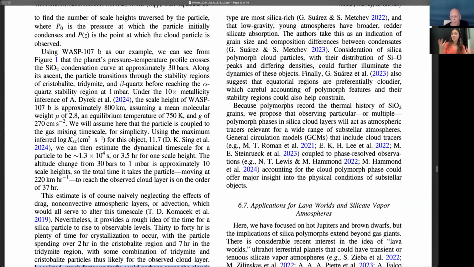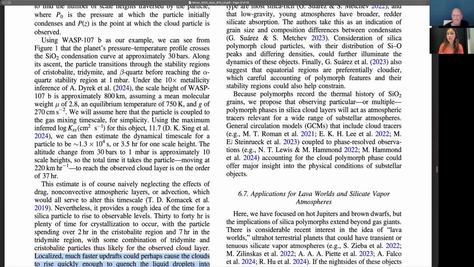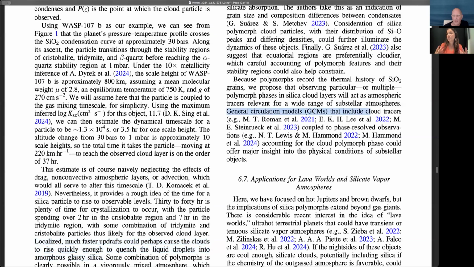You could also take this further. I just did this in a very one-dimensional, very parameterized cloud model, but you could put it into a GCM and actually start running global climate simulations here with these particles as tracers. And I think it'll be really powerful, and I hope that people follow up.